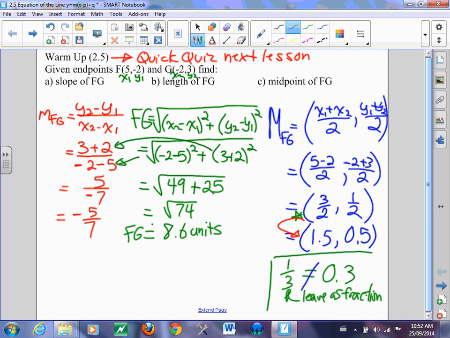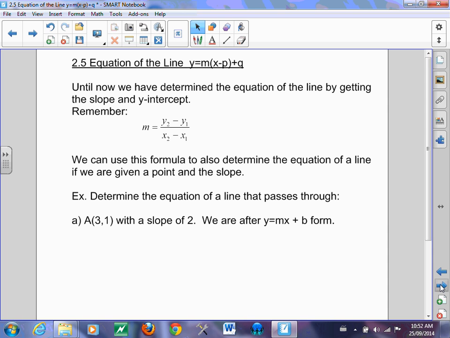So it's easier to graph 1.5 on a grid than 3 over 2 because people know exactly where 1.5 is. All right, there's our warm-ups. Today we're going to learn a new lesson, and it's the equation y equals mx minus b plus q.